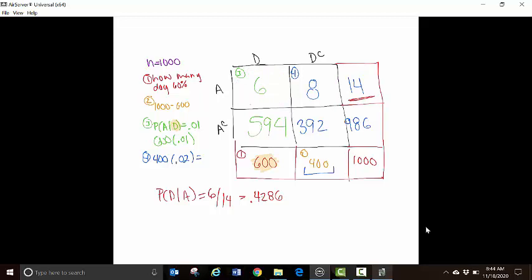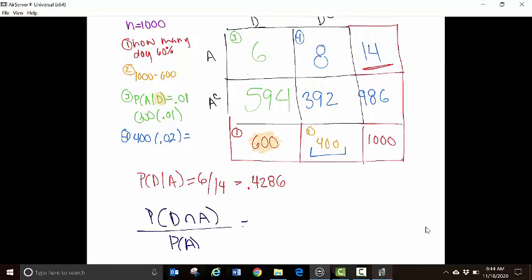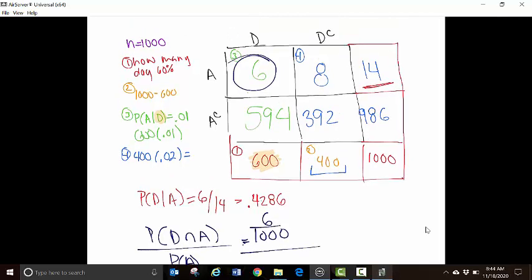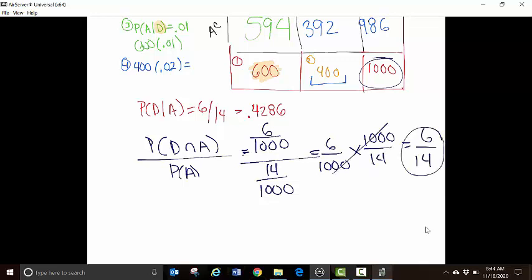Well, okay, let's look at it this way. Notice how the formula is the probability of day shift and absent all over the probability of absent. What's the probability of day shift and absent? 6 out of 1,000. Does that make sense? Divided by the probability of being absent, well, how many people are absent? 14 out of 1,000. When you divide fractions, that's the same as multiplying by the reciprocal. That's why this formula works. It takes the probabilities and gets rid of the denominators. Okay, so that's that. That is the rest of the unit.